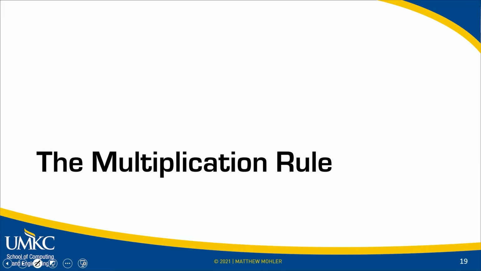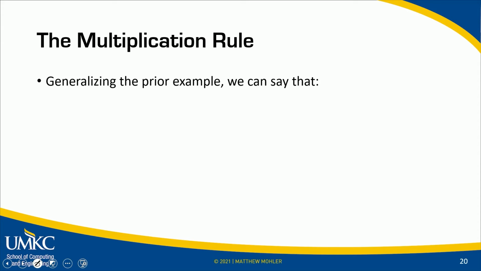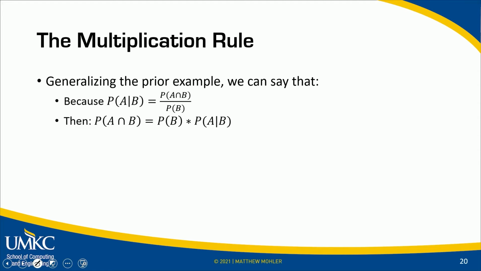So the multiplication rule is, again, just a way to generalize what we looked at in the previous section. To generalize that, we can say that because the probability of A conditioned on B is equal to the definition of conditional probability, the probability of A intersected with B divided by the probability of B, then the probability of A intersected with B is equal to the probability of B multiplied by the probability of A conditioned on B. That's exactly what we looked at in the previous slide.